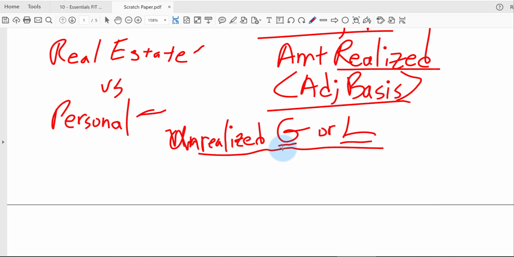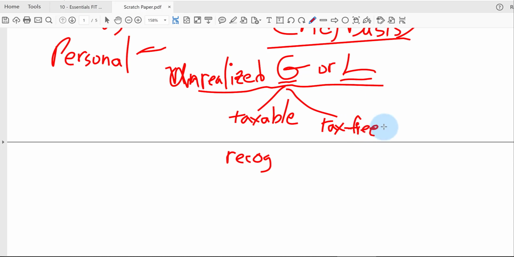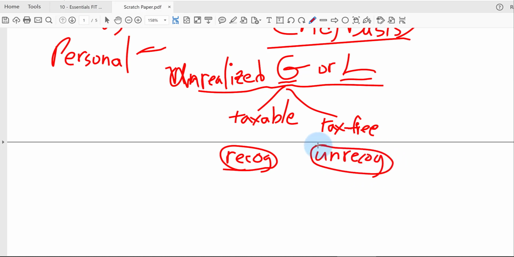If the gain is taxable, you pay taxes on this gain. Another term we use is that the gain is recognized. If the gain is tax-free or postponed, tax deferred, we call that unrecognized. If it's recognized, that means you're going to report it on your tax return and you pay taxes on it. Unrecognized means you're either not going to report it on the return, or if you do report it on the return, it's still going to be tax-free. You don't pay taxes on it.